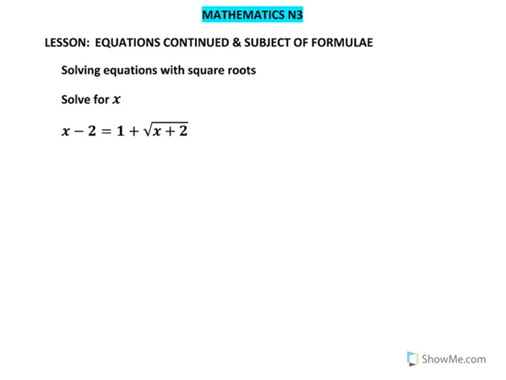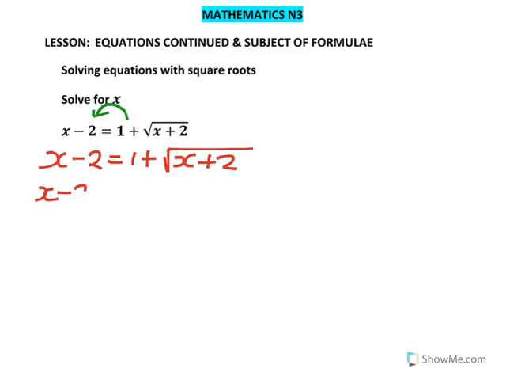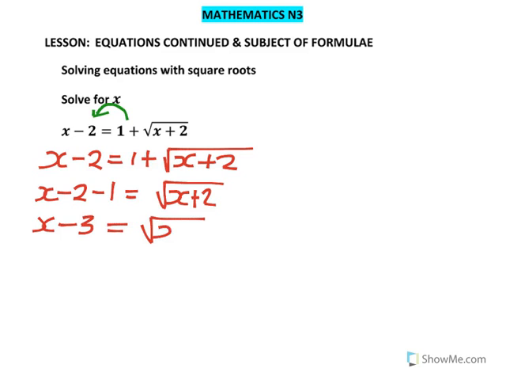So the best thing you need to do is to make 1 jump the sign so that it can join 2. So what I'm going to have is x minus 2 is equal to 1 plus square root of x plus 2. So when 1 jumps the sign, you're going to have x minus 2 minus 1 is equal to square root of x plus 2. Now you're going to have x minus 3 is equal to square root of x plus 2.